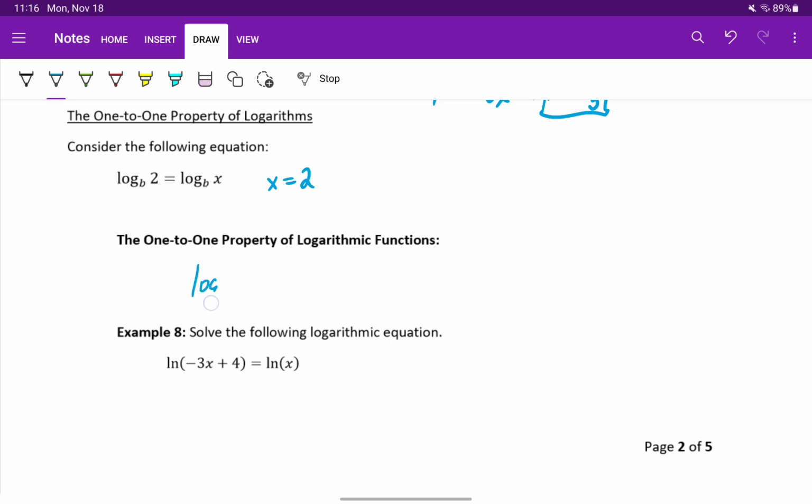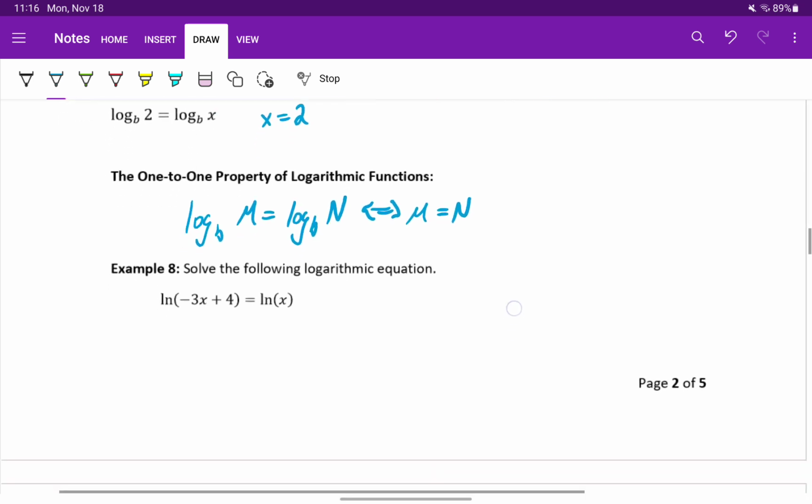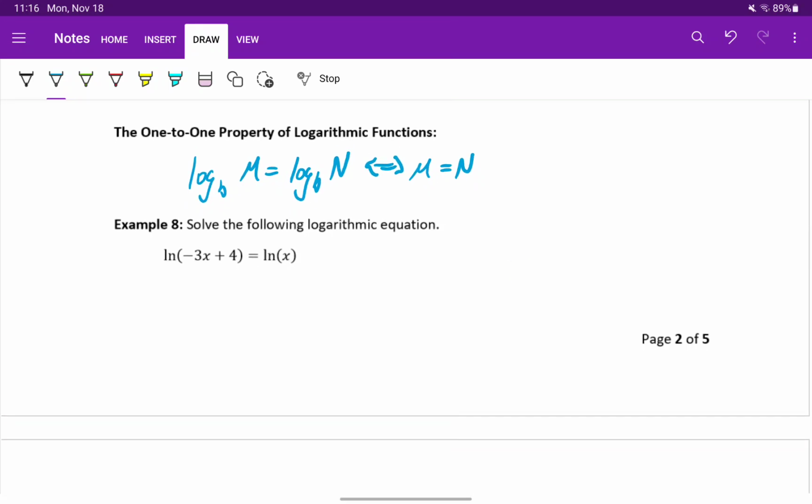That gives us the one-to-one property, which is that the log base b of m is equal to the log base b of n if and only if that expression m is exactly equal to that expression n. We can use that in example 8.